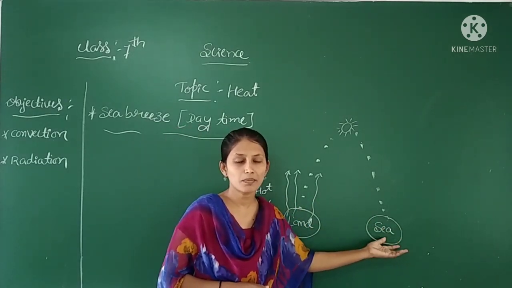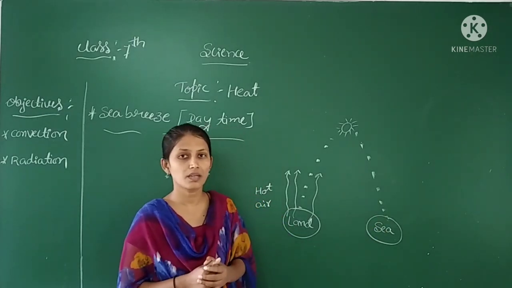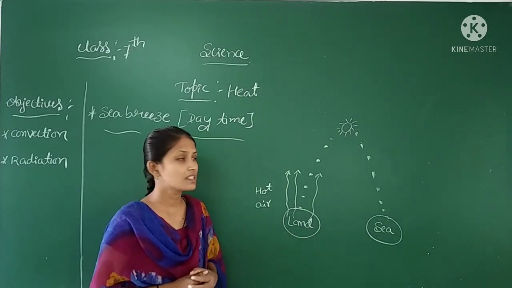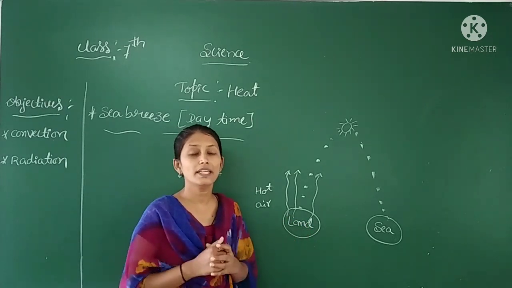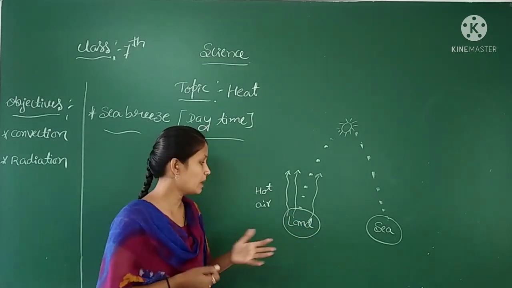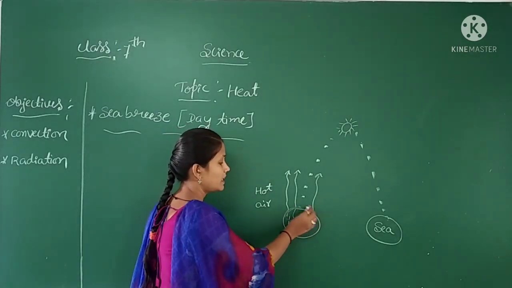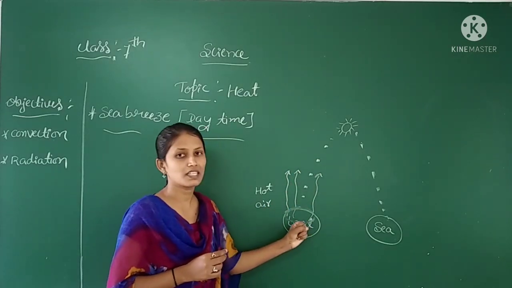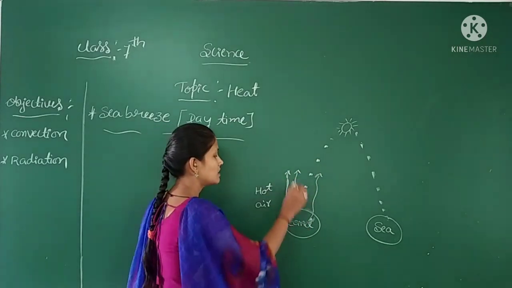Right? The water present in the sea will take a lot of time to heat up. The land will heat up very fast. When the sunlight falls on the land, the land becomes hot. Then what will happen? The air over the land absorbs that heat energy, becomes lighter, and rises up.